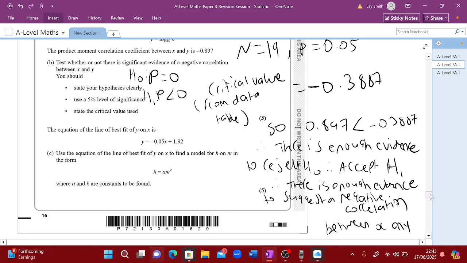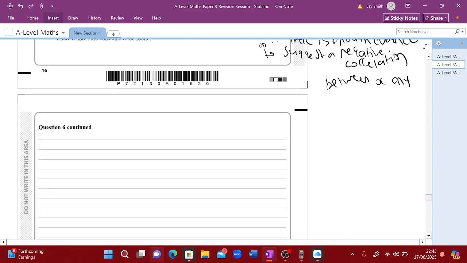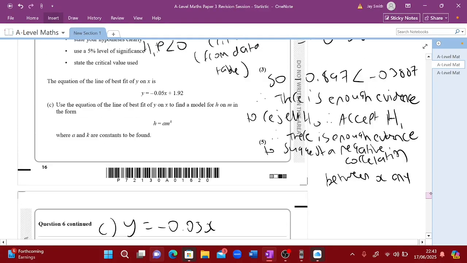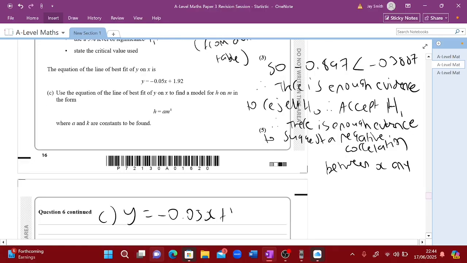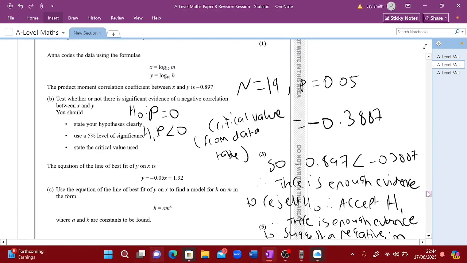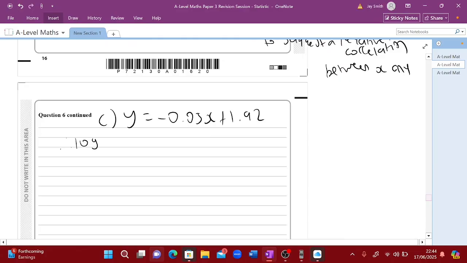The equation of the line of best fit of y on x is this. Use the equation of the line of best fit to find a model for h. So what's going on here is we're going from y and x, and then it's asking us to use that to go from h to m. Okay, well, first of all, let's work with that. So part C, y is minus 0.05x plus 1.92. Then let's substitute y in and x in. So y's log 10 of h is equal to minus 0.05 log 10 of m add 1.92.